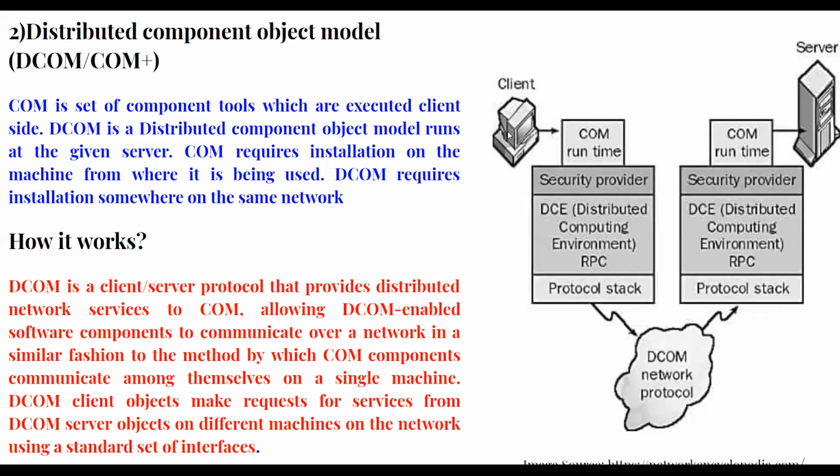COM is a component tool working or executed at the client side, and DCOM is a distributed component object tool which works on the server side. So it is again related to the client server protocol or client server modeling. This type of model is used over a distributed network in order to communicate with each other, to share and transfer resources, and everything takes place across the distributed platform. Your client and server can be remotely located anywhere, but there will be a single machine through which they communicate with each other.